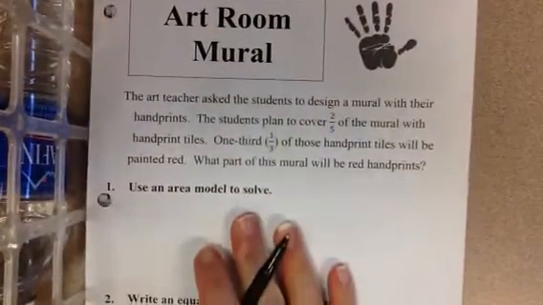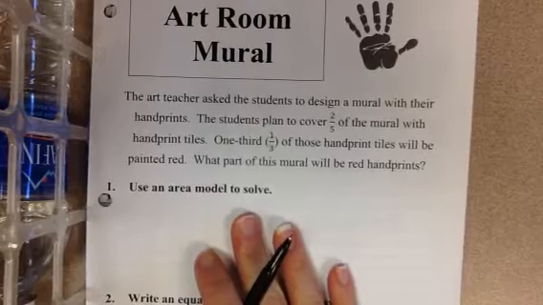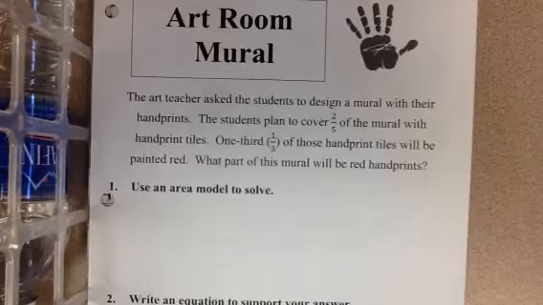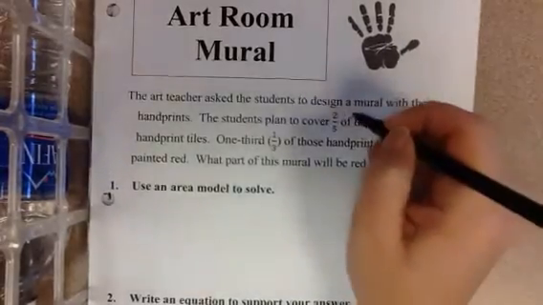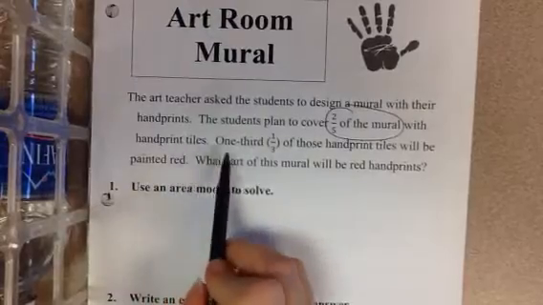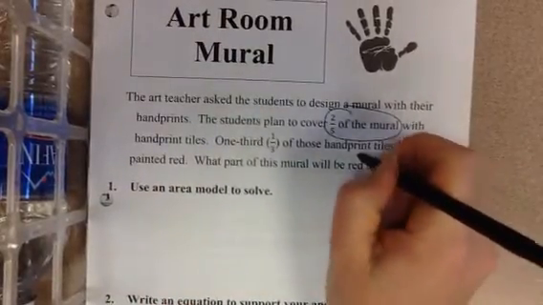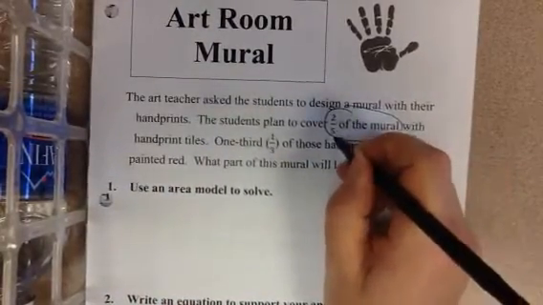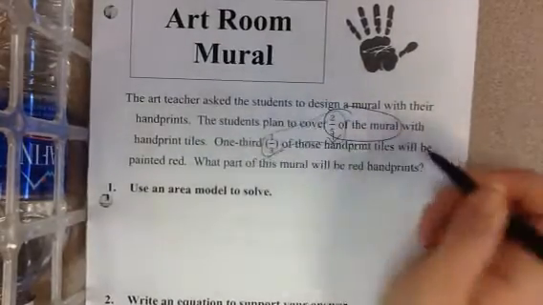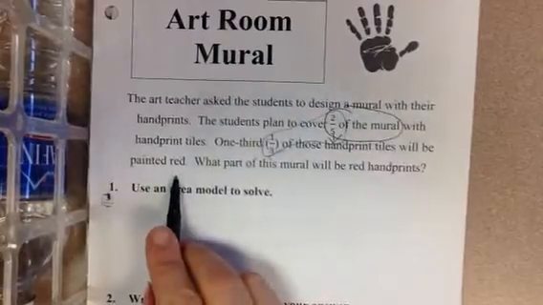All right, so the art teacher asked the students to design a mural with their handprints. A mural, I'm looking for something really big, probably goes on the wall. The students plan to cover 2/5 of the mural with handprint tiles. 1/3 of those handprint tiles, what are handprint tiles? Are 2/5. So 1/3 of the 2/5 will be red.